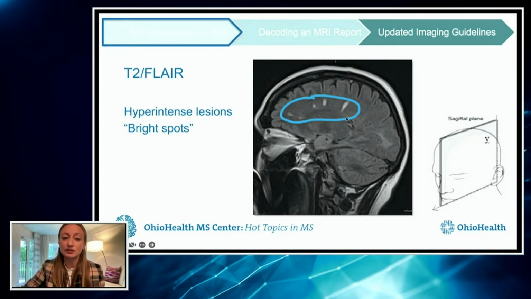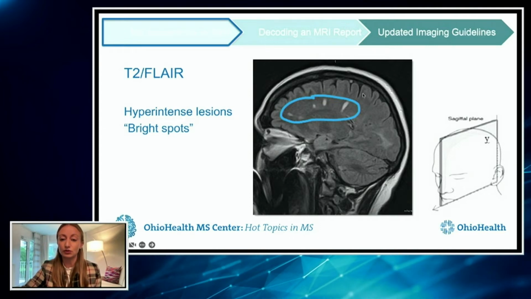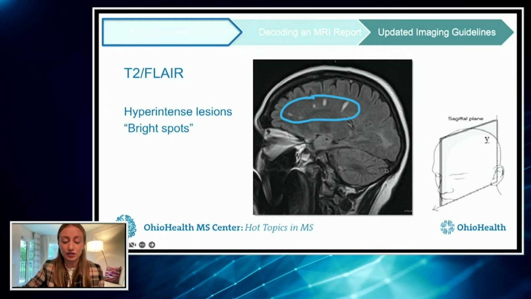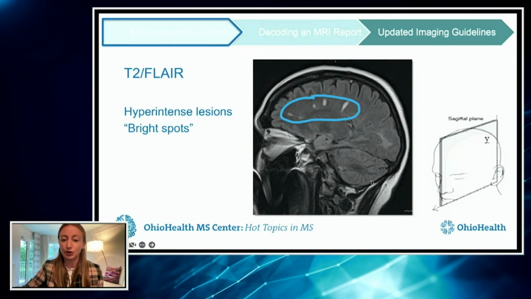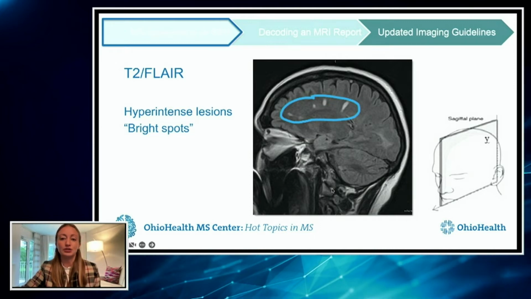Other classic spots that we use in the diagnosis of MS would be juxtacortical, meaning right next to the surface of the brain, infratentorial, in the lower part of the brain or the brainstem, and then also spinal cord, which we will get to.